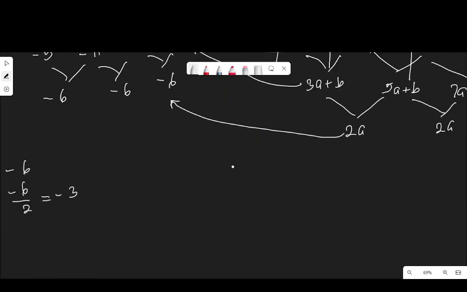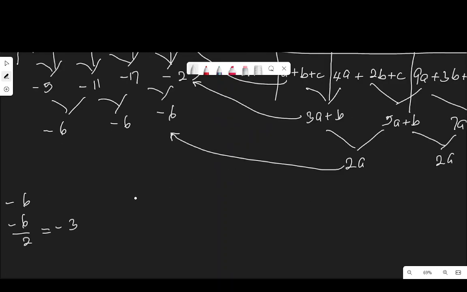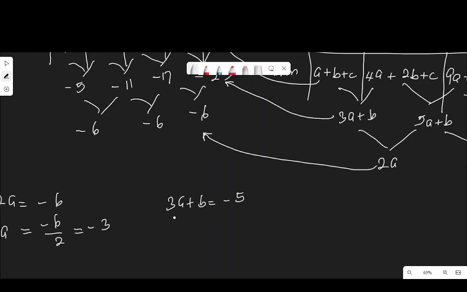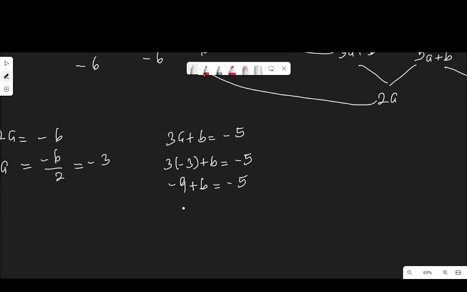So let's take the first one, 3a plus b, which is minus 5. 3a plus b is equal to minus 5. And we know a to be minus 3. That means 3 times minus 3 plus b is equal to minus 5. 3 times minus 3 is minus 9, plus b equal to minus 5. Taking minus 5 to the other side, that is minus 5 plus 9. And b therefore is 4. Minus 5 plus 9 is 4.